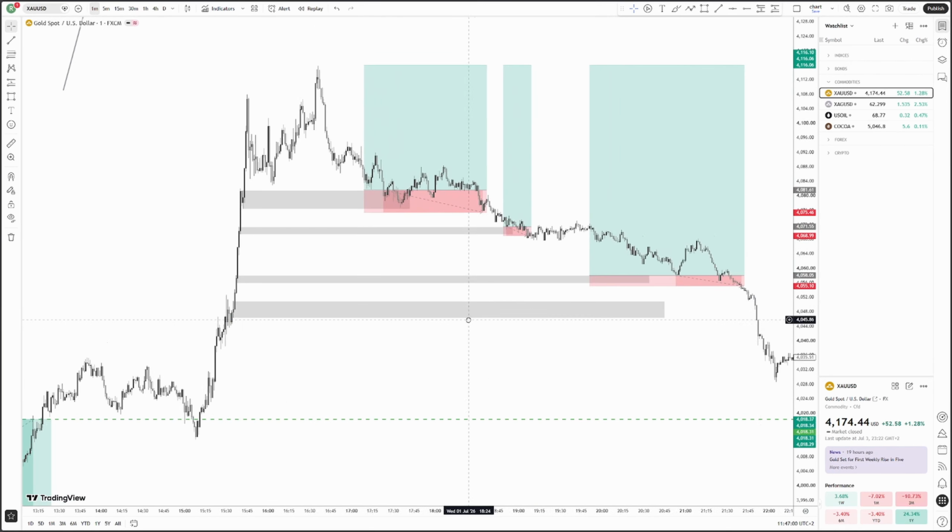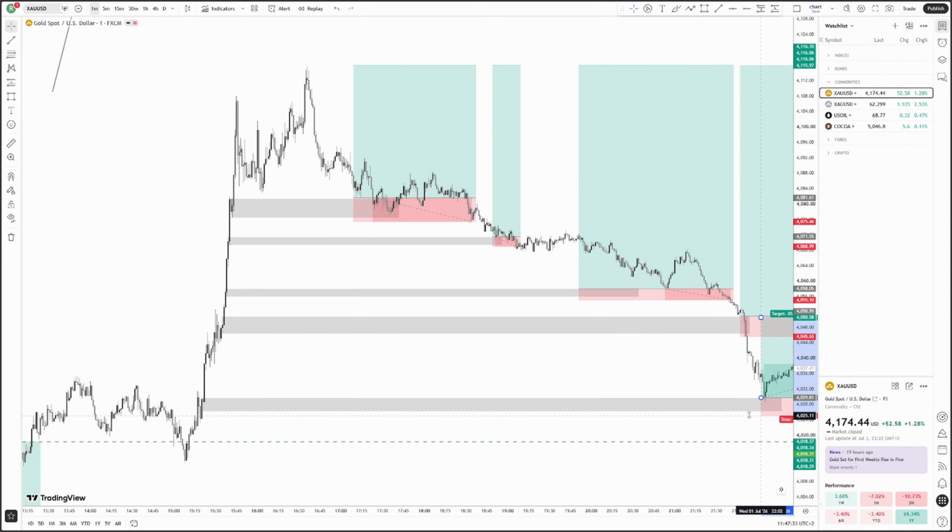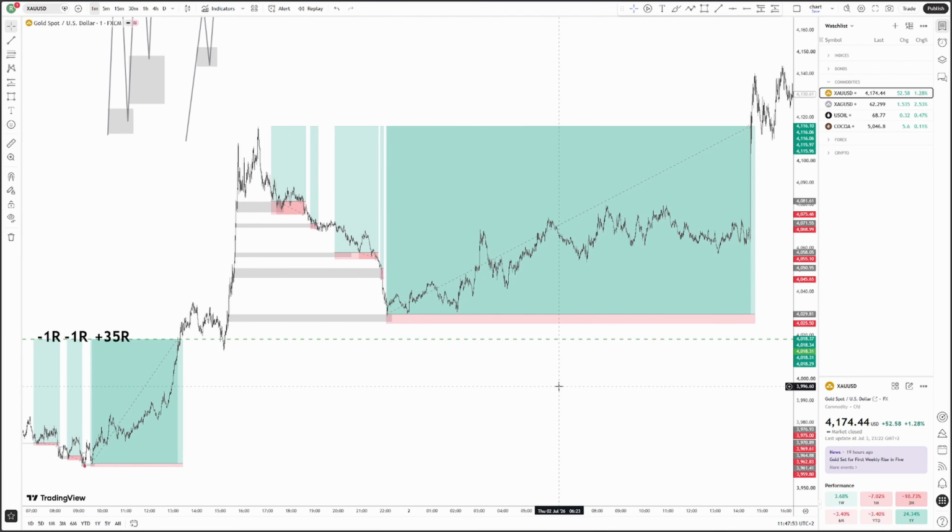The next zone. I mean, it didn't even really have a chance right there. Stop below the zone, targeting the high. Basically an instant stop out. Totally fine. What do you do? You keep going down. Order right there. Stop below the zone, targeting the high. And eventually it hits the target.